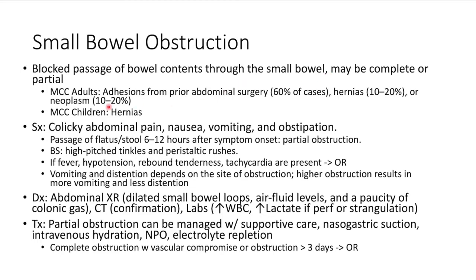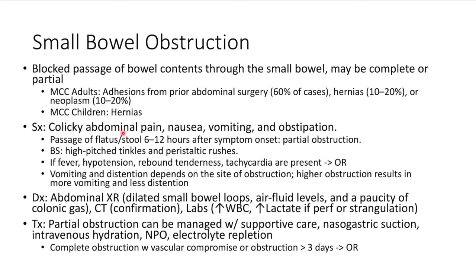Most common cause in adults, adhesions from prior abdominal surgery, like you told me before, hernias, and then also neoplasm. This one is surprisingly common, especially something like a GIST tumor or any kind of lymphoma originating from the lymph tissue in the small bowel can cause an obstruction. Okay. For children, the most common cause is going to be hernias.